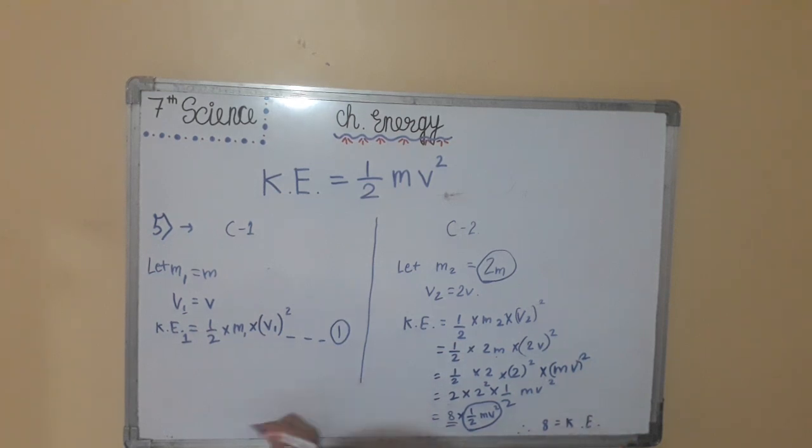Hence, therefore when mass and speed are doubled, the kinetic energy becomes 8 times.